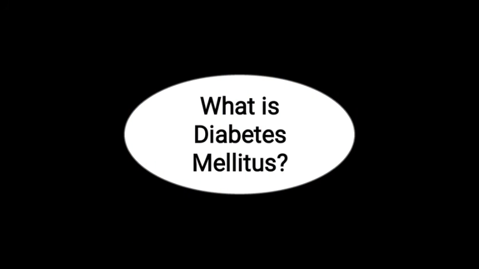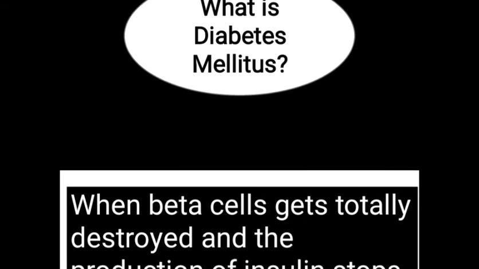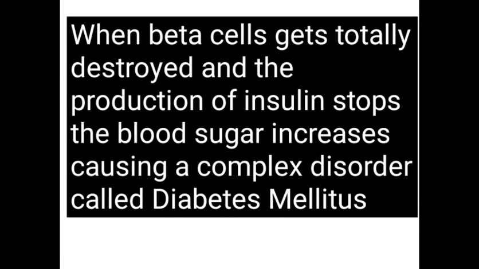Now what is diabetes mellitus? When beta cells get totally destroyed and the production of insulin stops, the blood sugar increases, causing a complex disorder called diabetes mellitus. Due to some physiological disorders in our body, the beta cells present in our body may get totally destroyed. And if these beta cells get totally destroyed, it stops the production of insulin, which results in highly increased blood sugar, which leads to a complete disorder called diabetes mellitus.